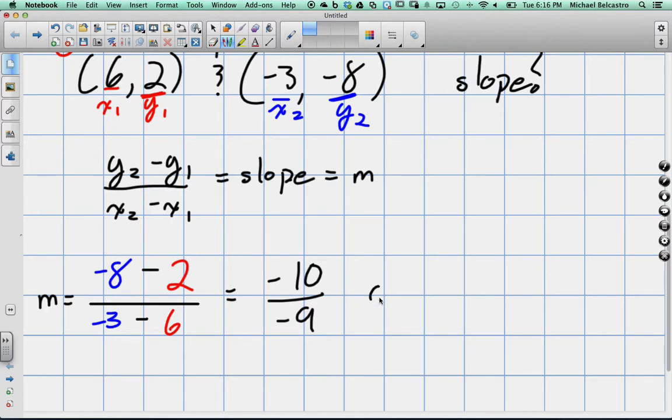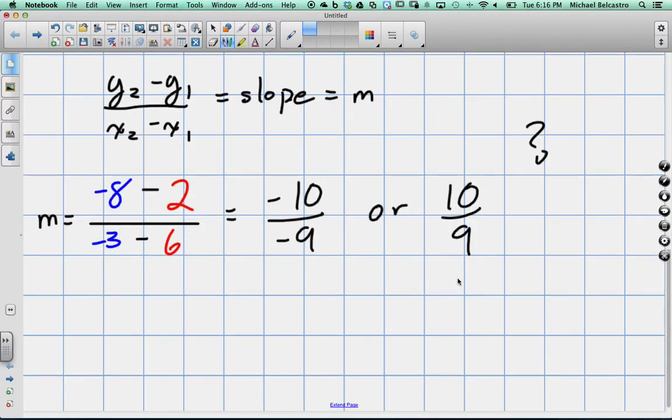Now, what's a negative divided by a negative? Positive. So I want to go over this concept. It could technically be 10 over 9. So I have two slopes, which could be confusing. How do I have two slopes? Let's actually go about plotting this.